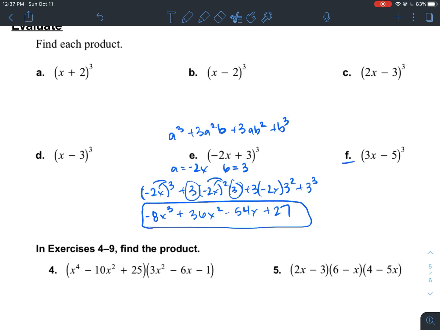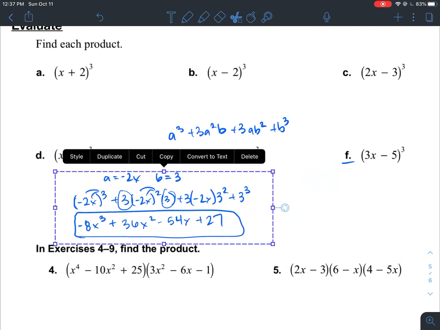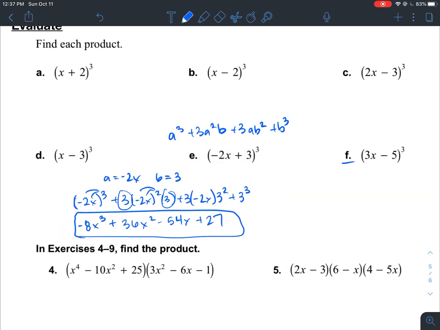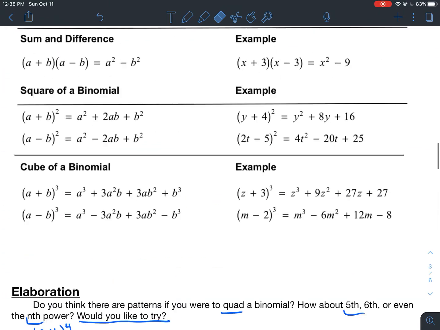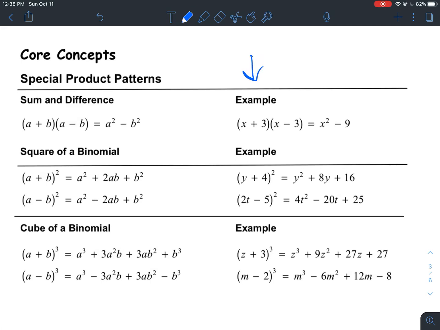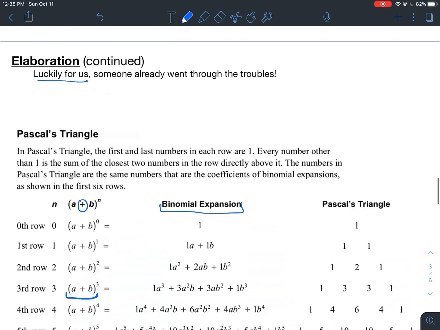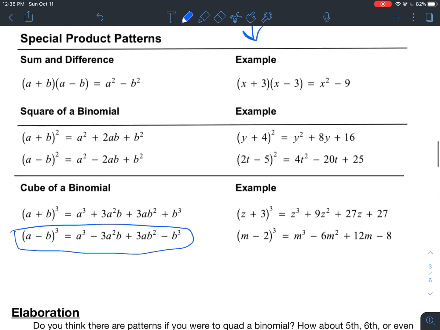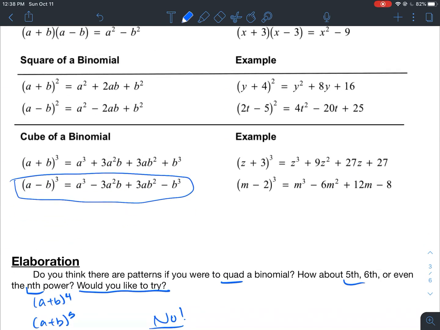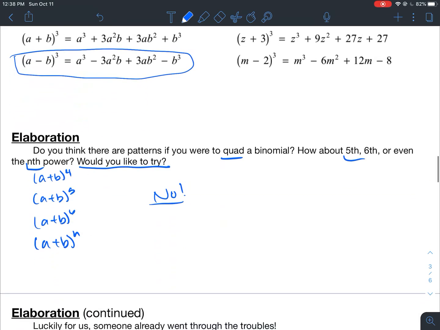Now let me move this to the side so I have room to do the other example. So let's do F. I have 3x minus 5, and that's being cubed. So that's actually going to be up here in this table. This is the cube of a binomial, so that's a minus b. Notice that in Pascal's triangle, they're all addition. But now we are subtracting. So that's going to be a cubed minus 3a squared b plus 3ab squared minus b cubed.